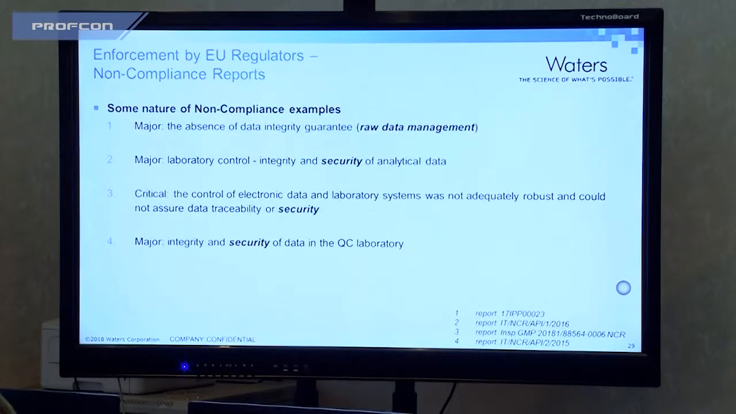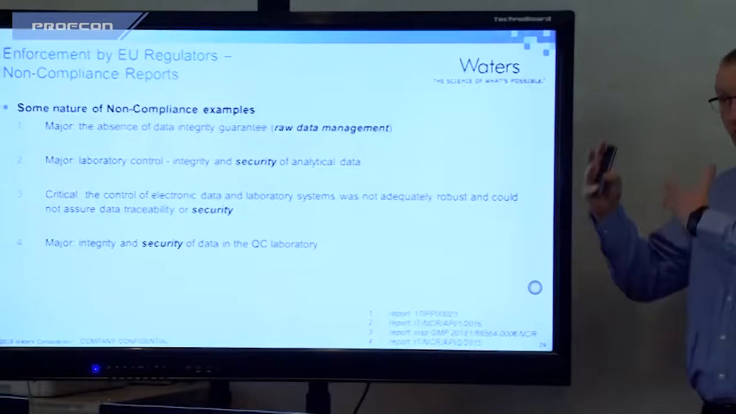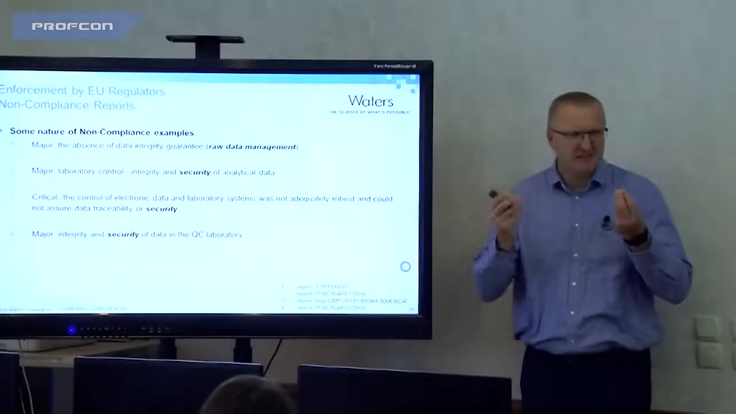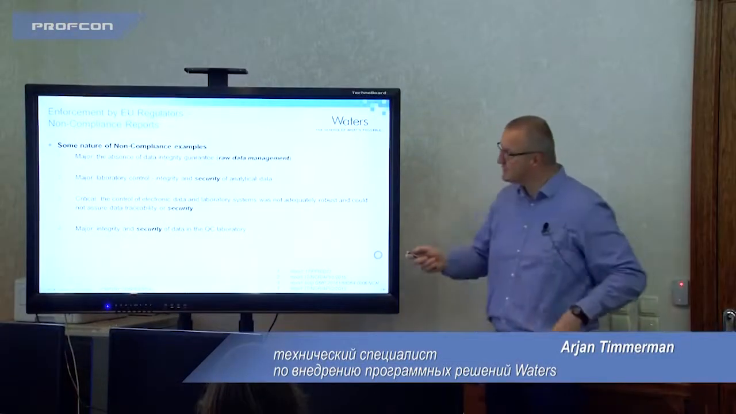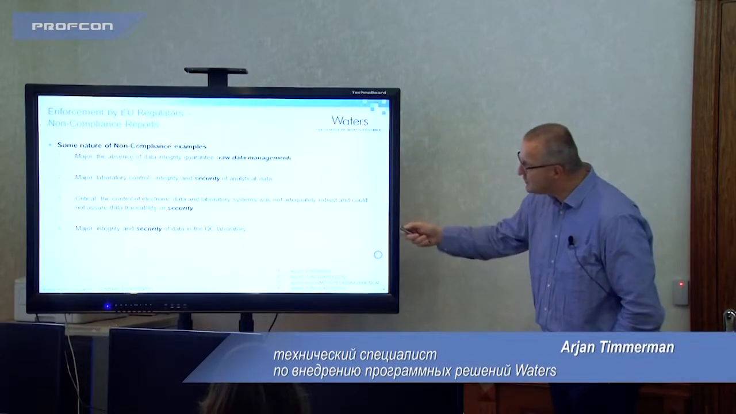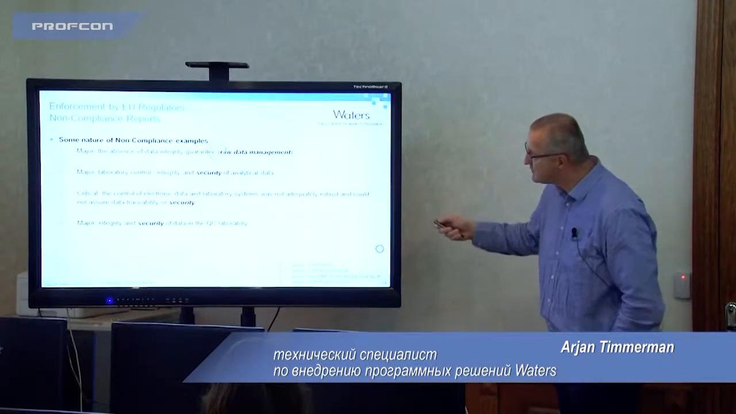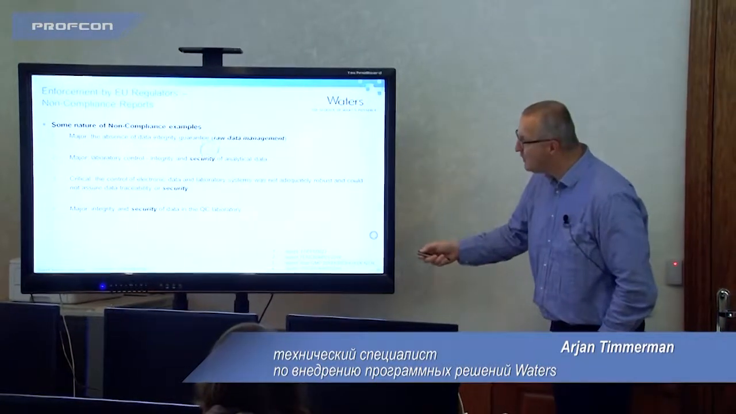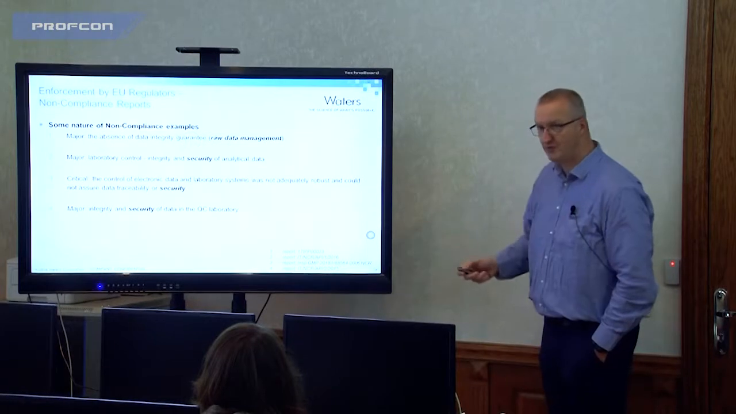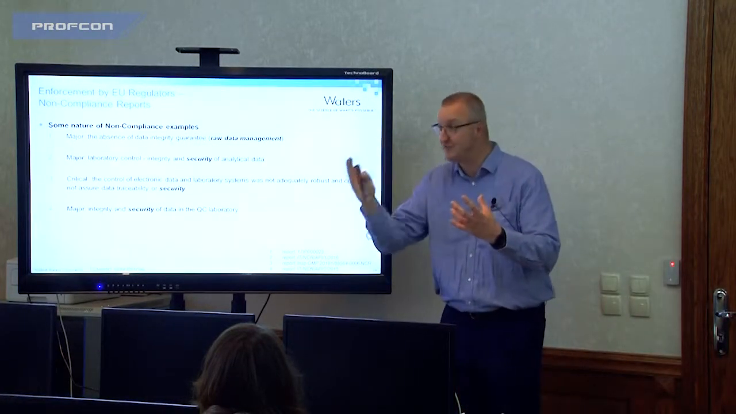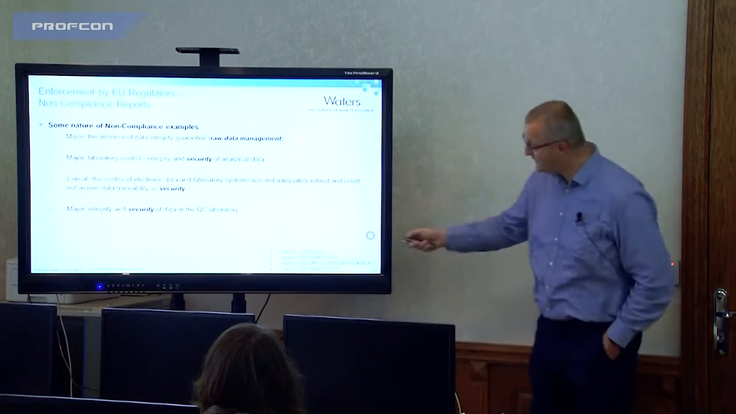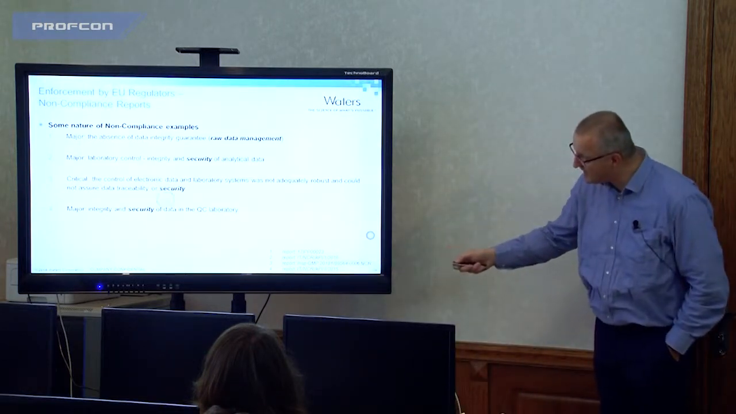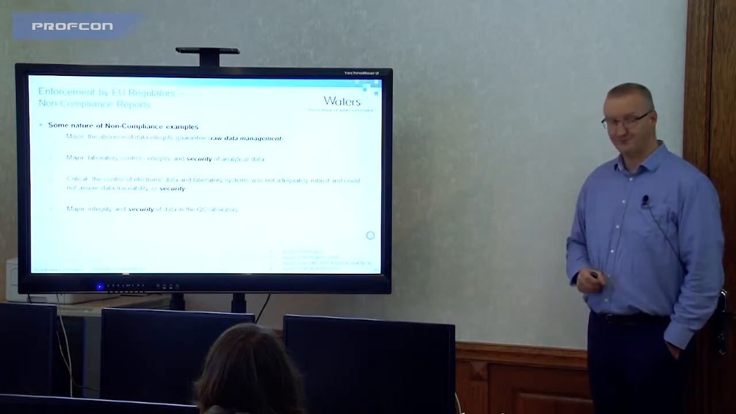And what they find, if you take a look at the words, it's more cryptic. They are not so clear because they say the absence of data integrity, you have problems with raw data management. You have problems with security of your data. They do not explain this and this and this is wrong, but you have a problem with security. So here's also security and security of the data.